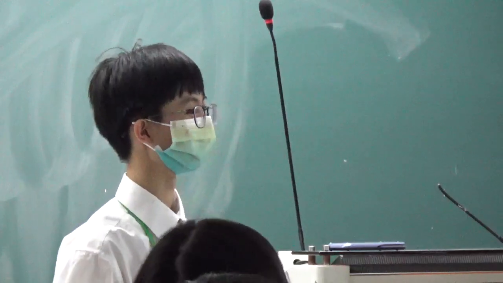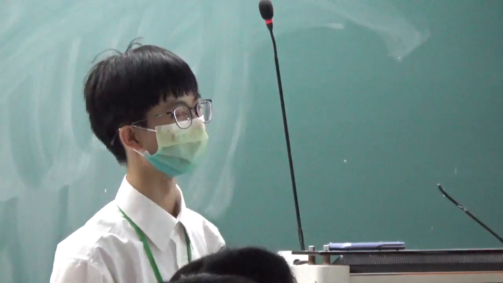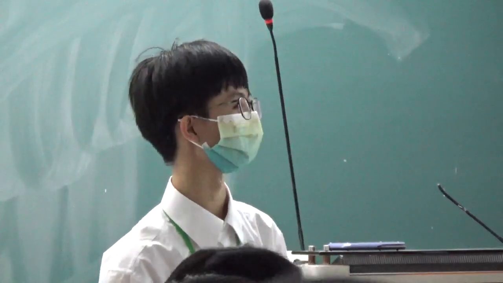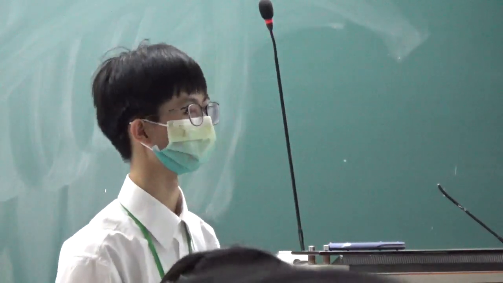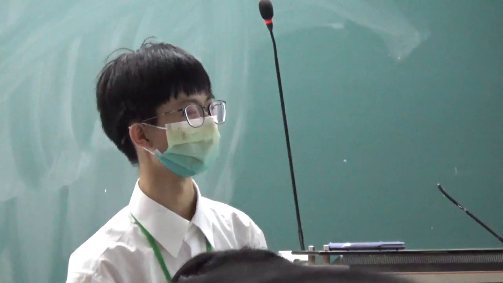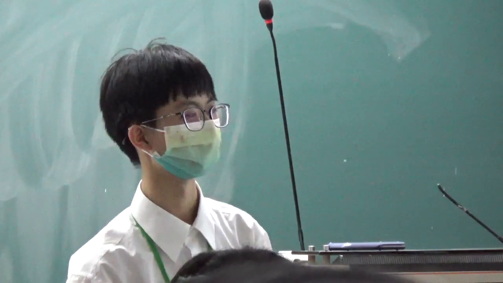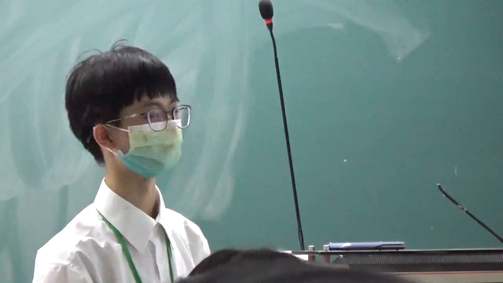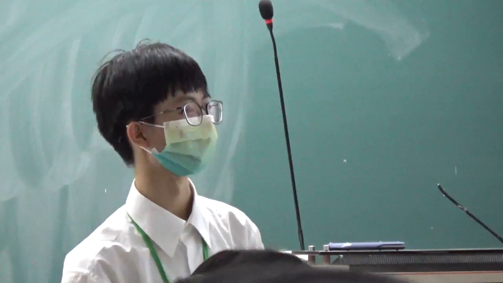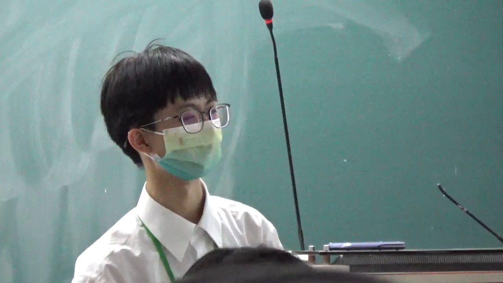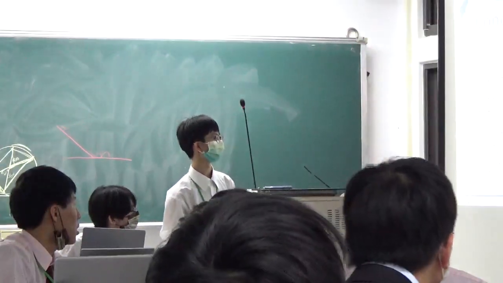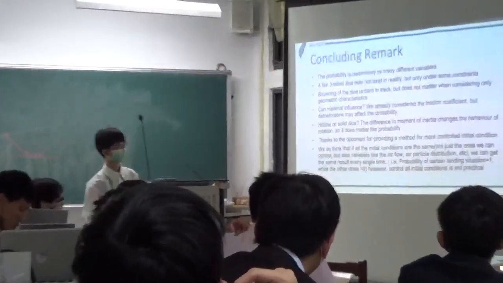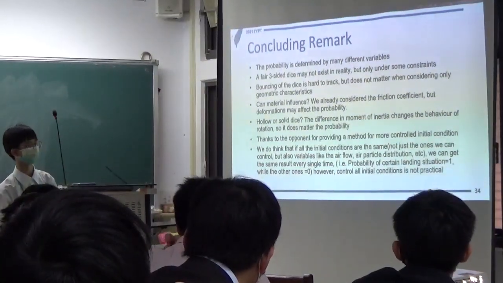So to think that if all the initial conditions are the same, not just ones we can control, but also variables like airflow, air particle distribution, we can get the same result every single time. For example, instability of a certain landing situation equals 1, while the other one equals 0. However, controlling all initial conditions is not practical.